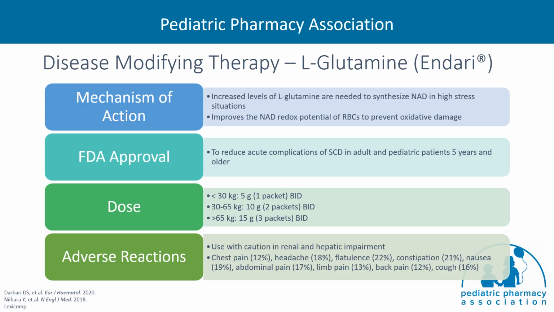So for patients under 30 kilos, it'll be one 5-gram packet twice daily. For 30 to 65 kilos, it's going to be 10 grams, which is 2 packets twice daily. And for patients over 65 kilos, it'll be 15 grams or 3 packets twice daily. It was not studied in patients with renal or hepatic impairments. They do recommend using it with caution in that population. And other adverse reactions include chest pain, headache, flatulence, constipation, nausea, abdominal pain, limb pain, back pain, and cough.